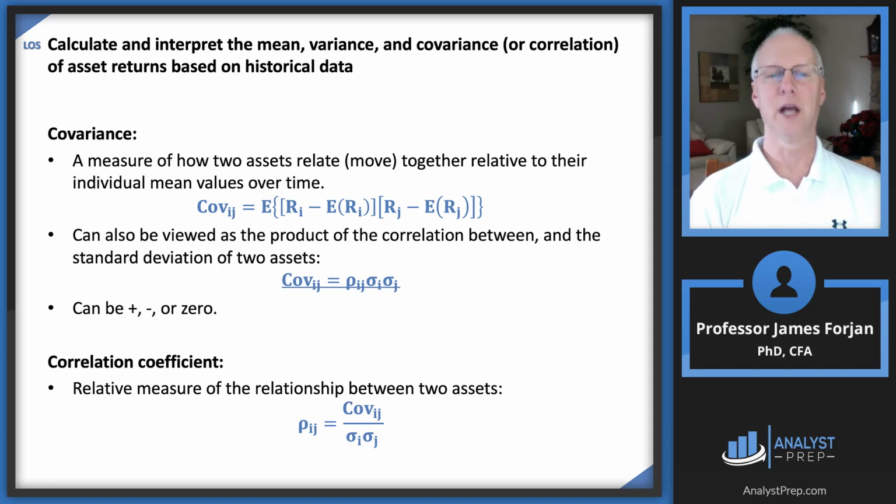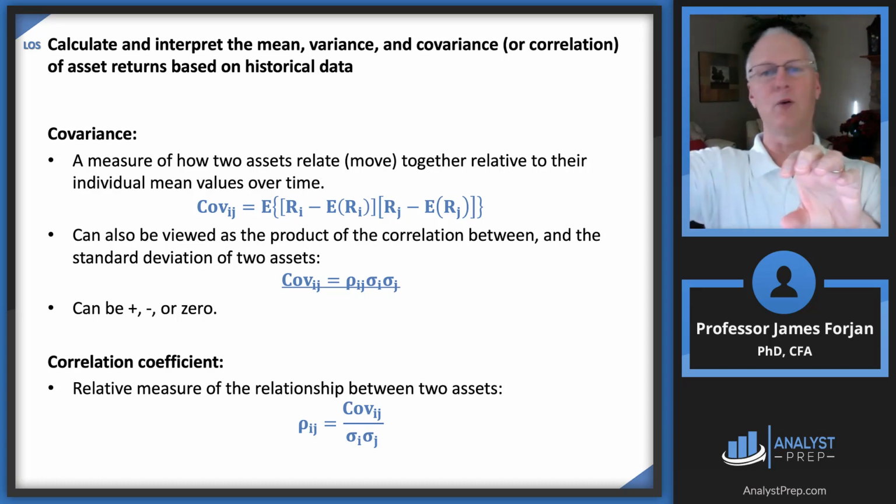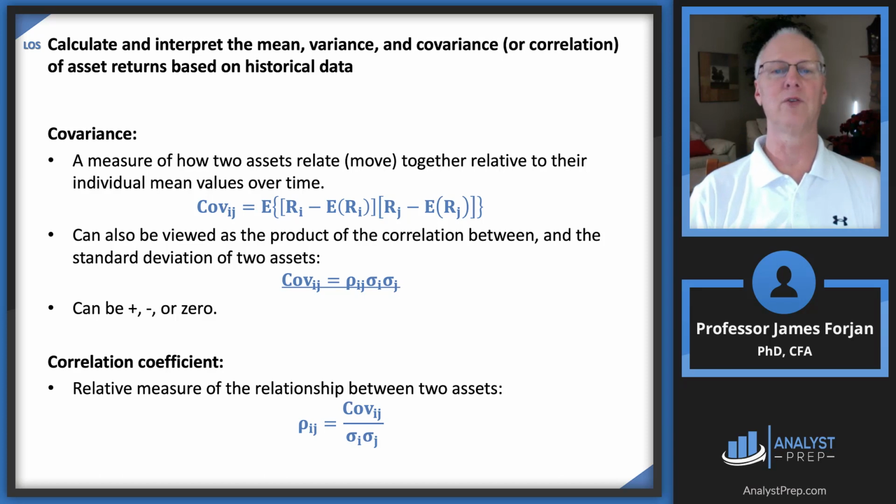So look at the definition I have there: a measure of how two assets relate or move together relative to their individual mean values over time. This is a good definition for covariance. What we're trying to do is say the following. If asset A goes up by 10%, what does asset B do? Does it go up by 10%? Does it go up by 20%? Does it go up by minus 10%? Does it go up by 0%? Well, that's what covariance does. It measures the strength and the direction of a relationship.